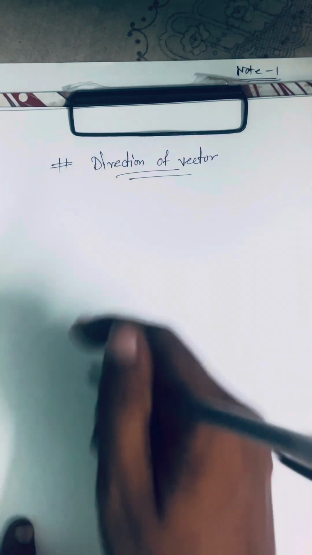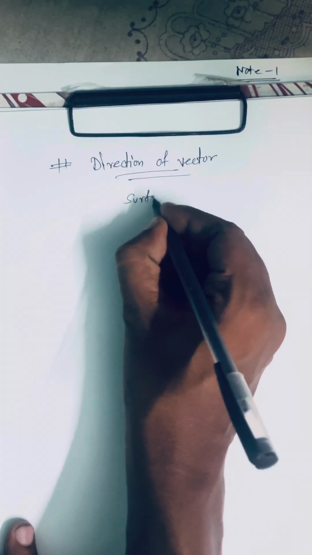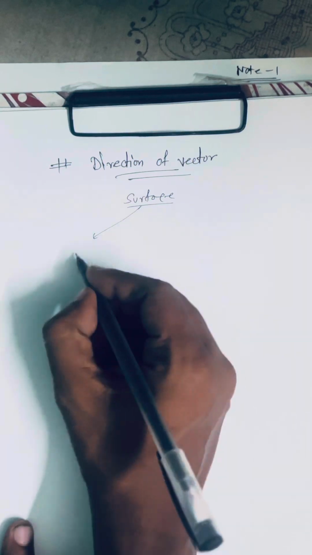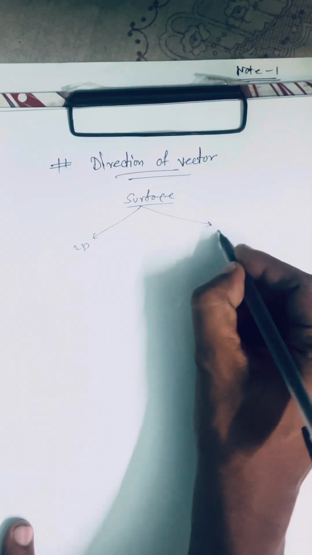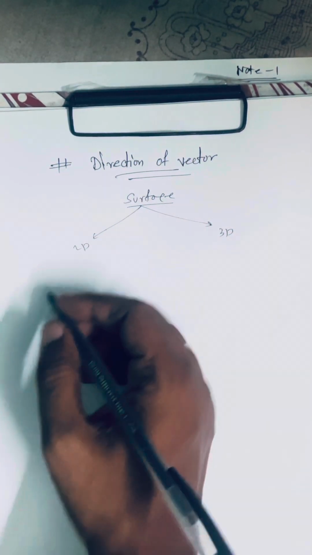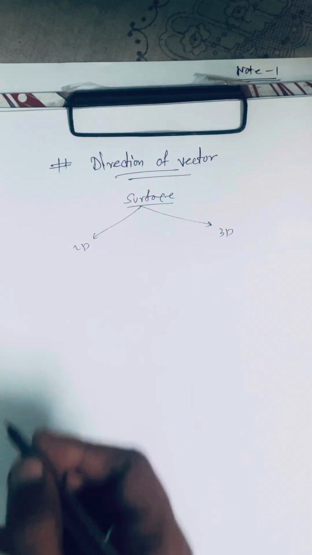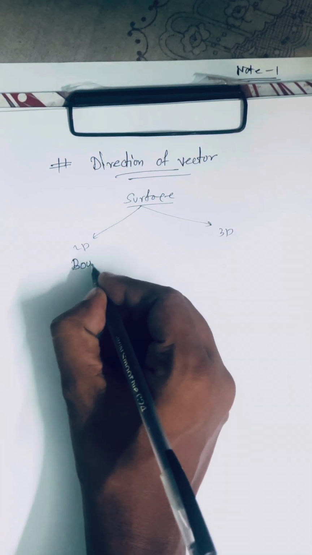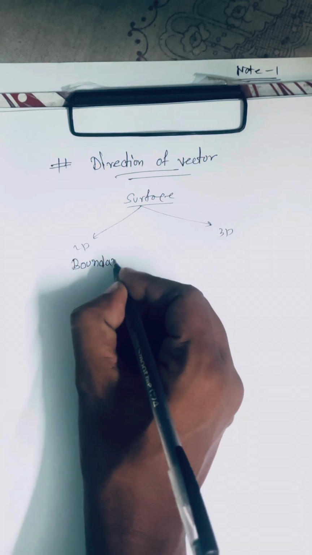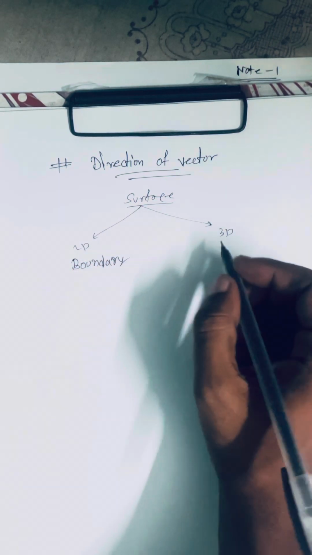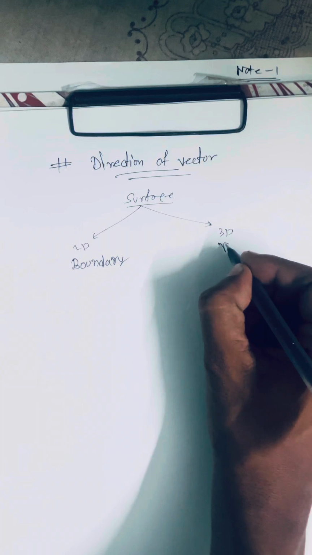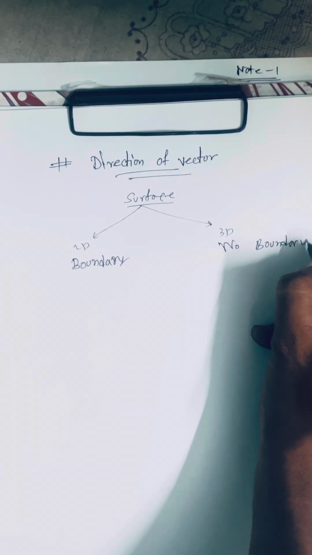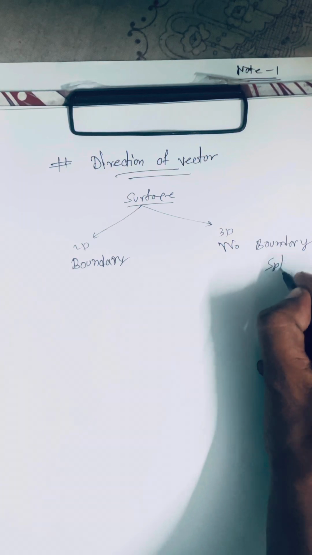Okay. Now, for surface, in every function there is some surface. The surface for the 2D and 3D. What is the 2D? It is a boundary condition. In 3D, no boundary. Example of 3D is sphere.